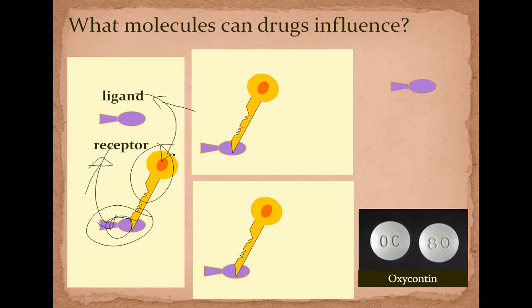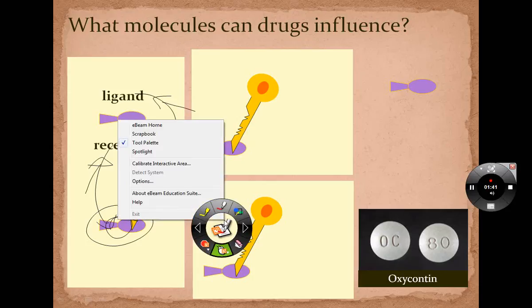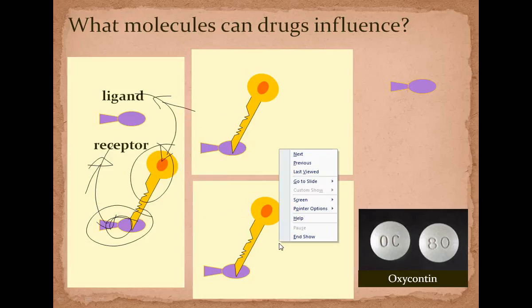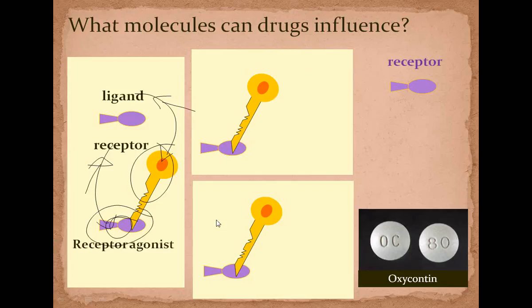So if we replace that ligand, we've got this receptor agonist. The receptor agonist causes that action to happen without the chemical. So if you have a serotonin agonist, it will jump into those receptors and cause the signal to continue on even though you don't have serotonin. So if you're incapable of producing serotonin, you can take drugs that will simulate the production of serotonin.